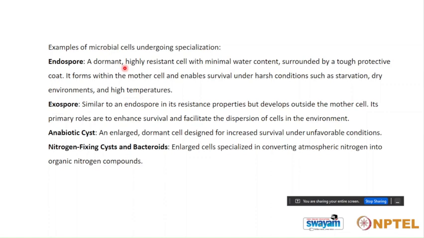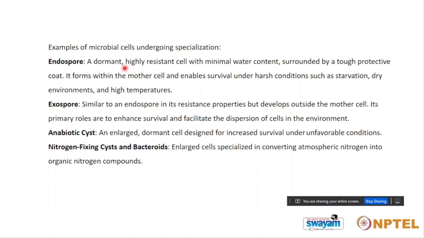So this exospore is similar to endospore, and the only difference is that the exospore is formed outside the mother cell. In the case of endospore, it is formed inside the mother cell, whereas this exospore is formed outside the mother cell, and the physiology of exospore will be similar to endospore.